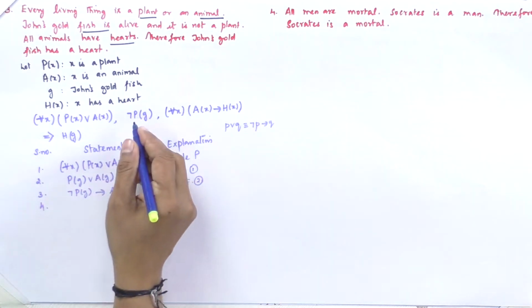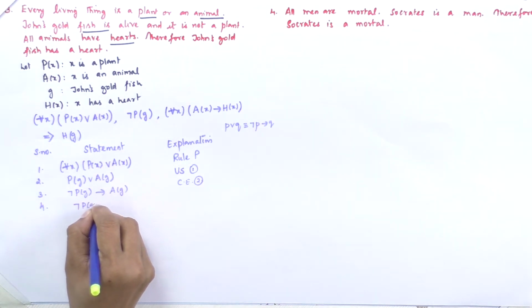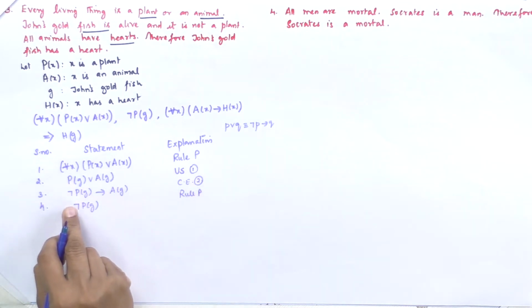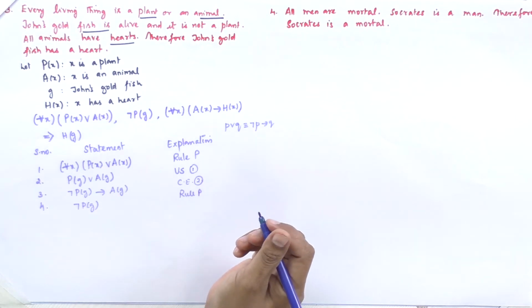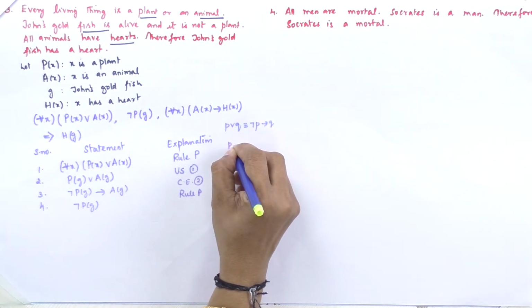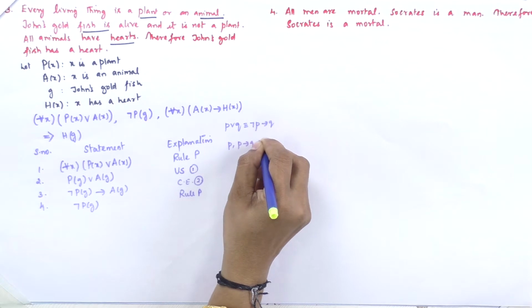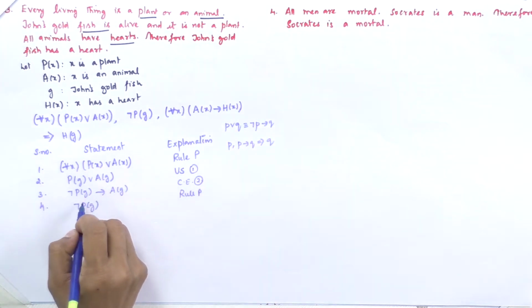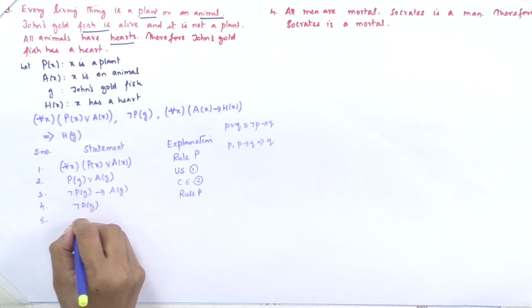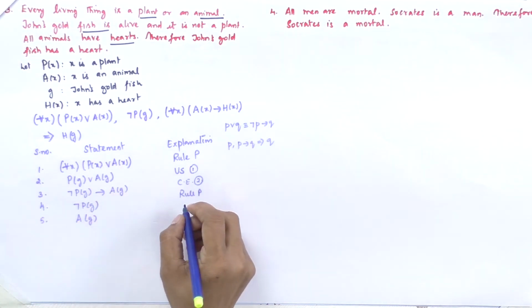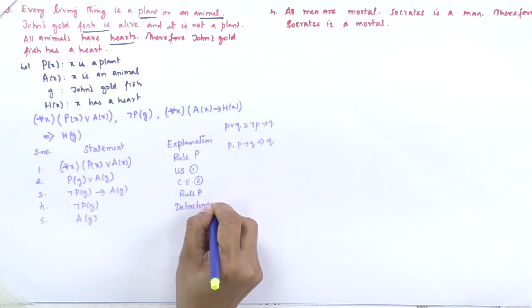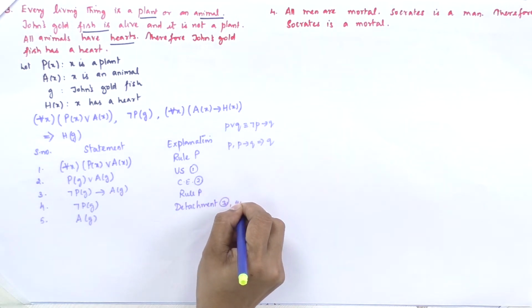And next, we have been given one more premise, negation P of G, that is rule P. And now for these two I will have to make use of the law of detachment, right? So what is the law of detachment? If I have P, comma, P conditional Q, this will imply Q alone. These two are the same. Likewise, these two are the same. So we will get A of G. Good. So this is the law of detachment on 3 and 4.